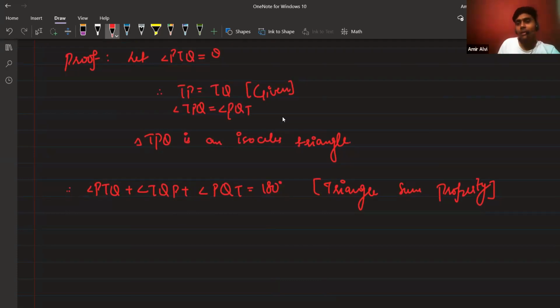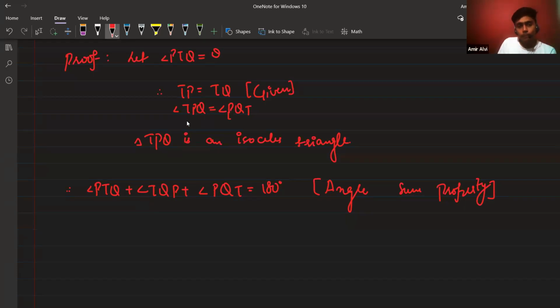Angle sum property, triangle sum property, it's the same thing. You are saying angle sum property, so I'm writing angle sum property. It is nothing but the triangle sum property, which means that the sum of the angles of a triangle is 180. Clear?